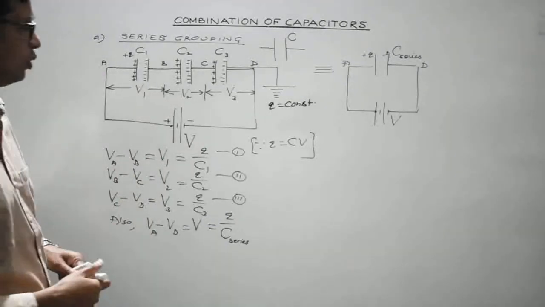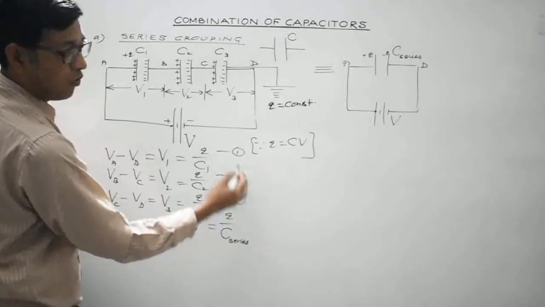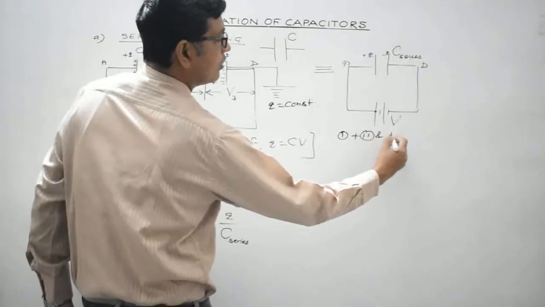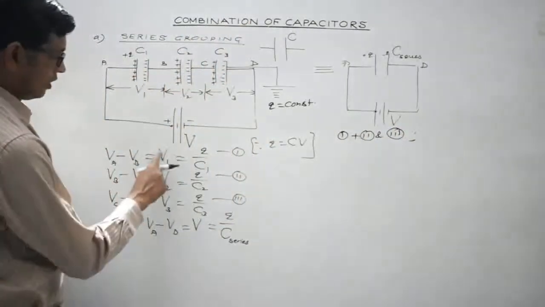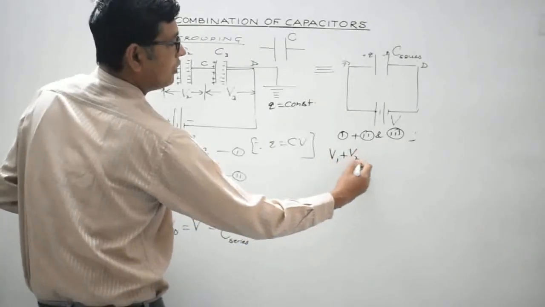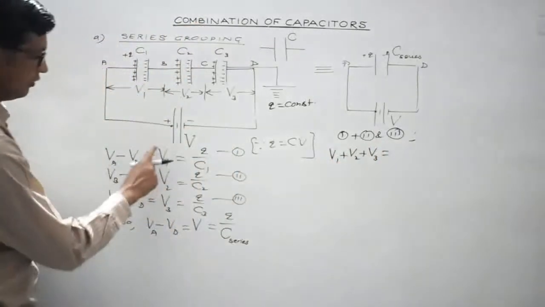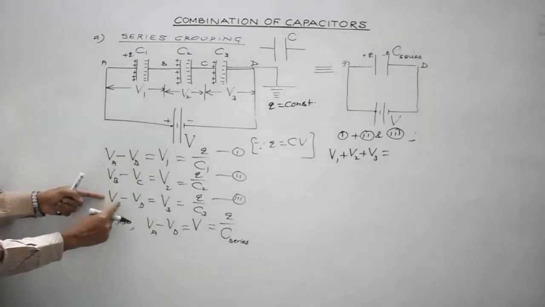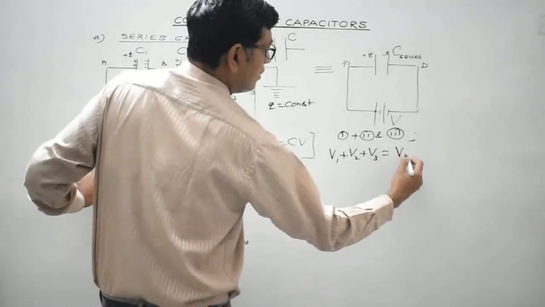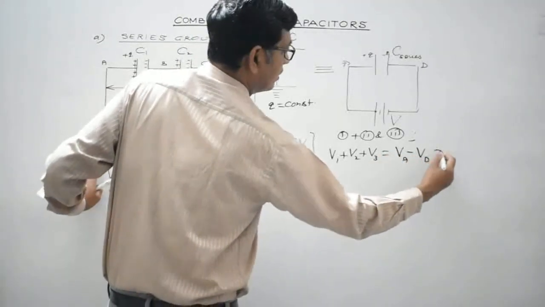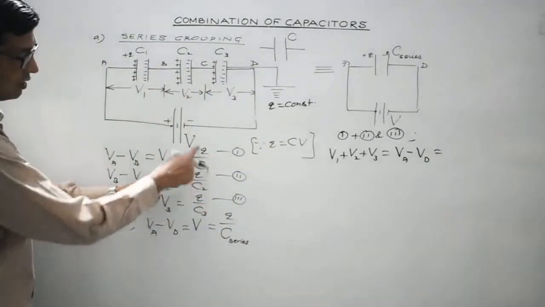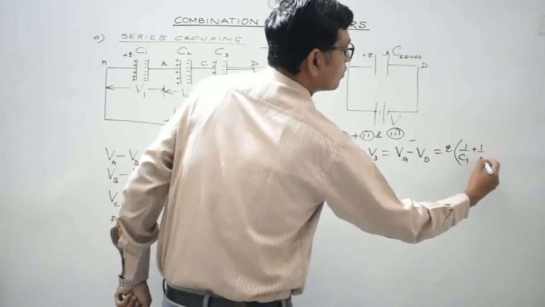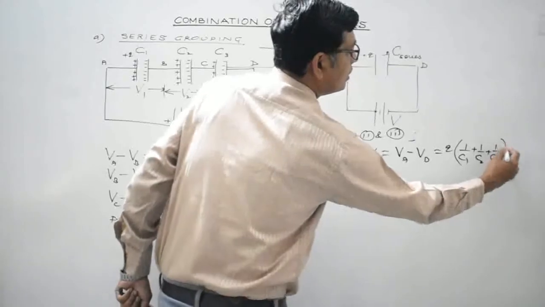Now the final step, what we do is we add 1, 2 and 3. Let's see what we get. So adding 1, 2 and 3, we get V1 plus V2 plus V3. If you add, minus VB plus VB get cancelled, minus VC plus VC get cancelled, so we will be left with VA minus VD. Simply add 1, 2 and 3. And over here Q is common. So we can write 1 by C1 plus 1 by C2 plus 1 by C3. Fine.